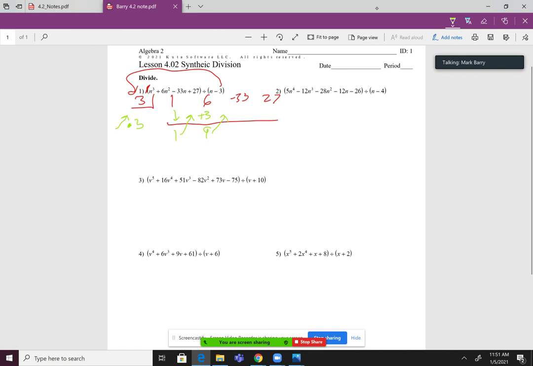Now I'm going to go back up. Remember, anytime I go back up, we're going to multiply by 3. So I'm going to multiply by 3 again. 9 times 3 is 27. And now we're going to add down. So negative 33 plus 27, negative 6.